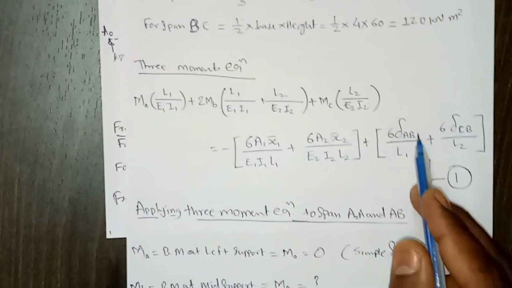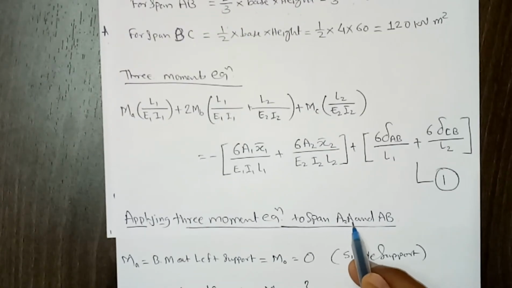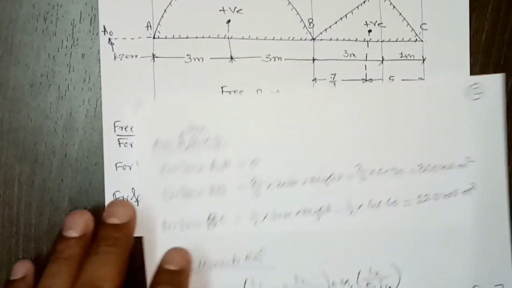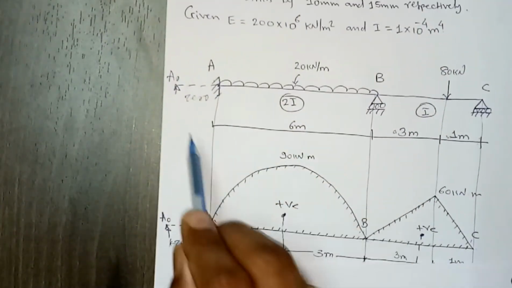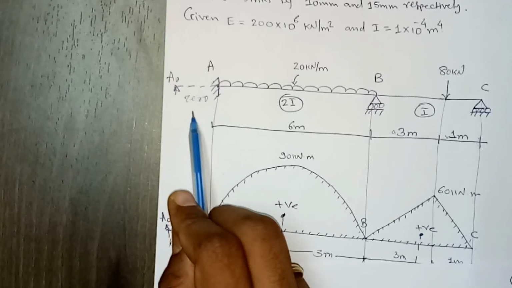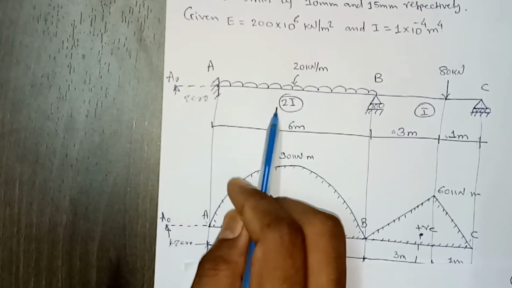We'll be using this Clapeyron's 3 moment equation for spans A0, A and AB. So we'll consider these 2 consecutive spans and apply Clapeyron's 3 moment theorem on these 2 spans.